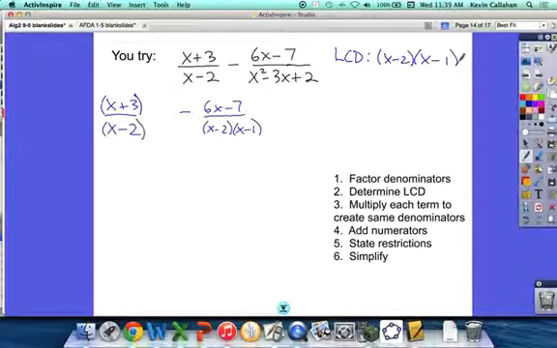So what will I have to multiply the first fraction by so that it has the same common denominator? The answer is, it's missing the x minus 1. The second fraction has an x minus 1 in the denominator. This one doesn't. So I multiply by x minus 1 over x minus 1, which in the end is 1. Anything divided by itself is 1, so we're allowed to multiply by 1.